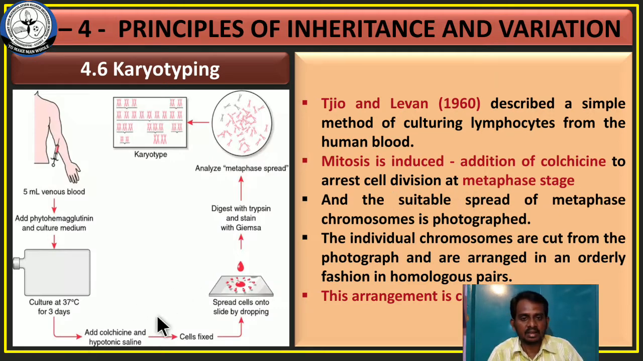After adding colchicine, the cells are fixed. The cultured cells are spread onto a glass slide by dropping. After spreading these cells on the slide, the cells are digested with trypsin and stained with Giemsa. Giemsa is a stain used to stain the chromosomes, and a suitable spread of metaphase chromosomes is photographed.